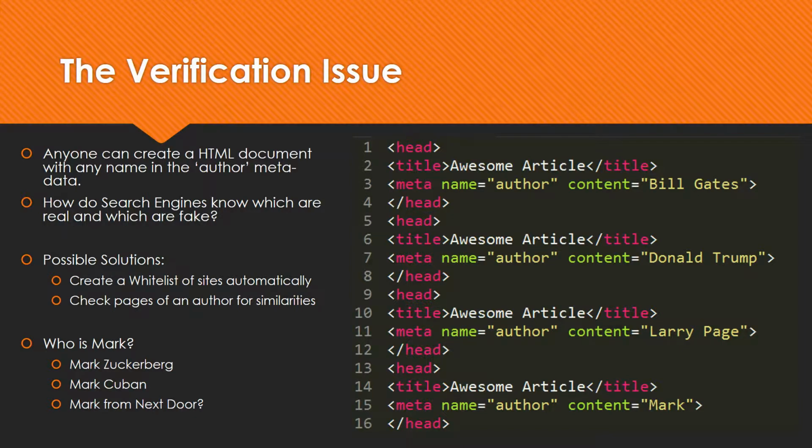But then there's another issue. A lot of names are very generic. Like at the bottom there, you see author content equals Mark. Which Mark? Is it Mark Zuckerberg, Mark Cuban, Mark from next door? How does the search engine know which Mark if I can't tell which Mark? So in that case, I'd say the best thing you could do would probably be to throw out that metadata and just work based on PageRank.